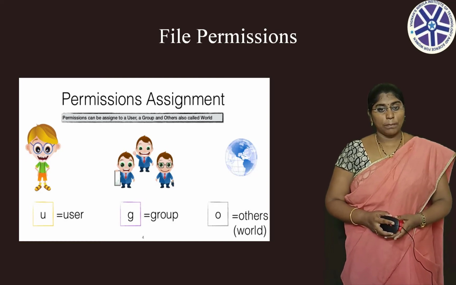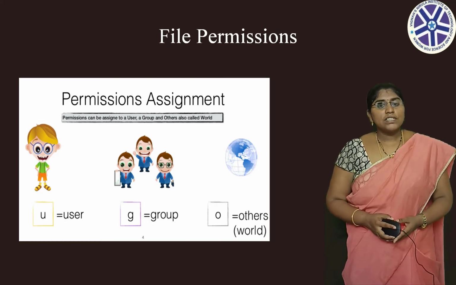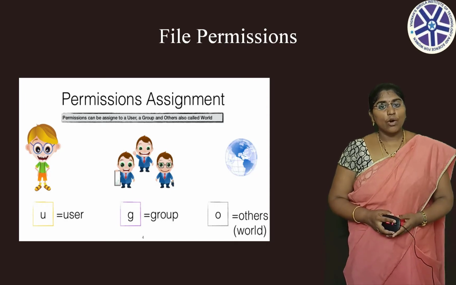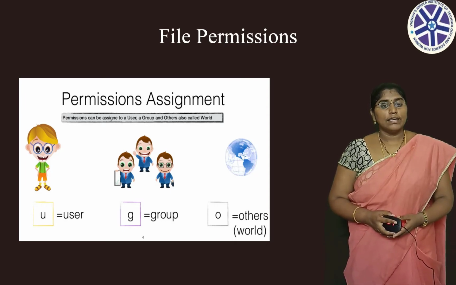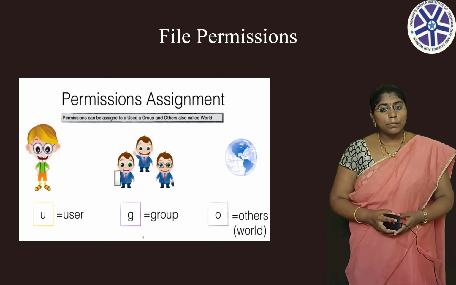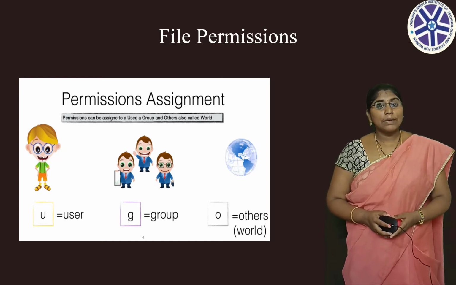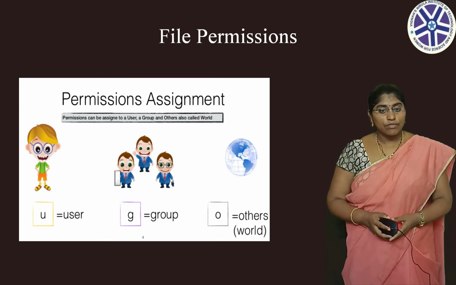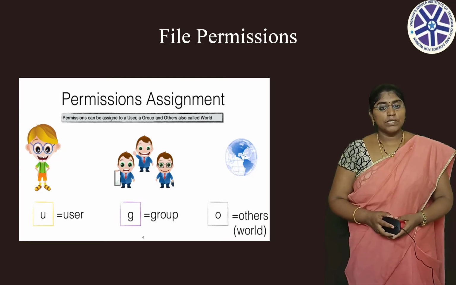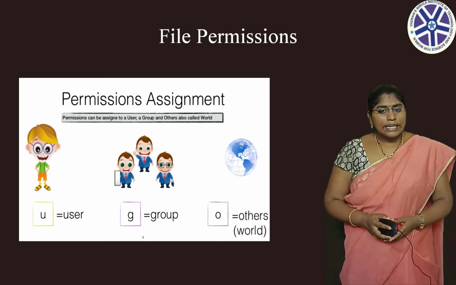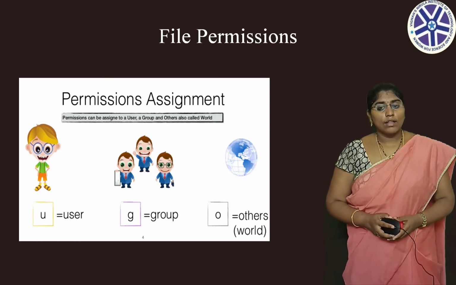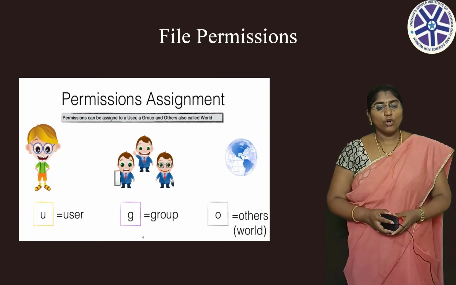The first one is owner permissions. The owner permissions determine what actions the owner of the file can perform on the file. Next one is group permissions. The group permissions determine what actions a user who is a member of the group that the file belongs to can perform on the file. Next one is other permissions. The permissions for other indicate what actions all other users can perform on the file.